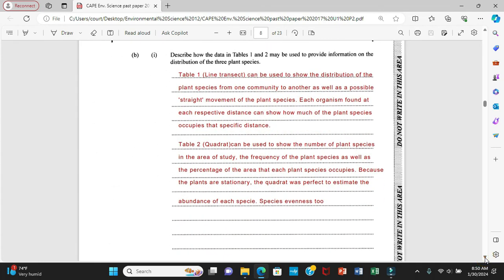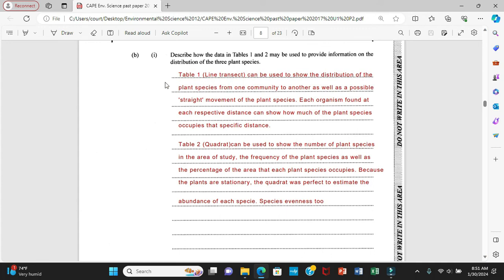All right, B1. Describe how the data in table 1 and 2 may be used to provide information on the distribution of the 3 plant species. Let me read what I have. So table 1, you know that the line transect method was used.